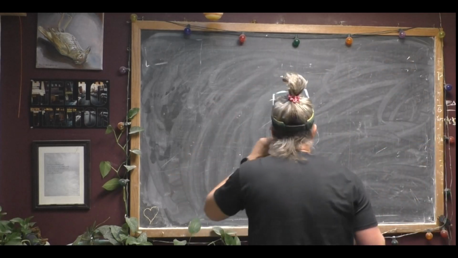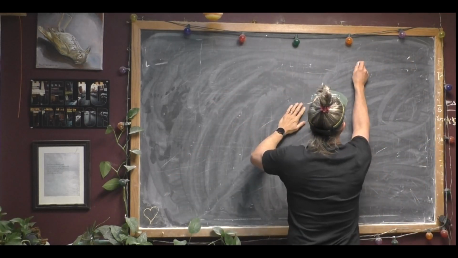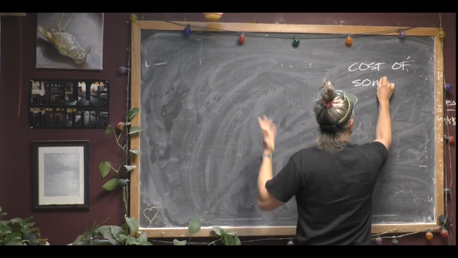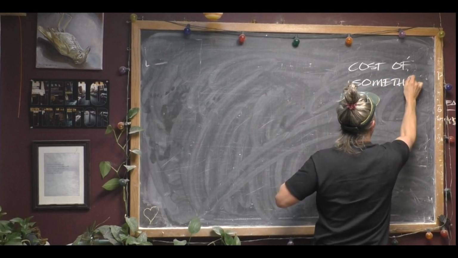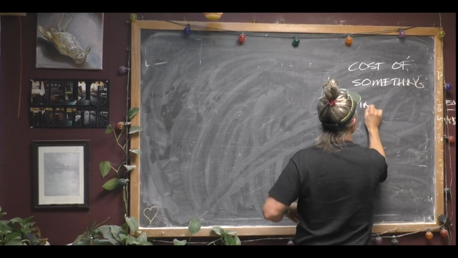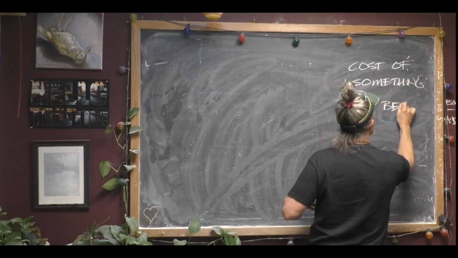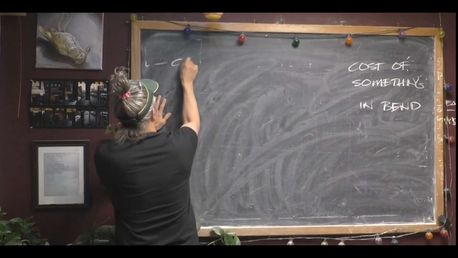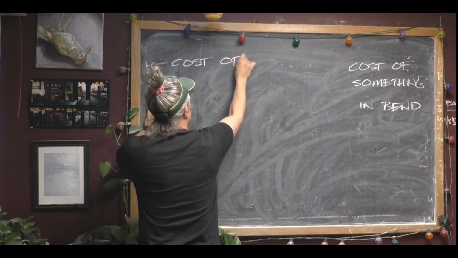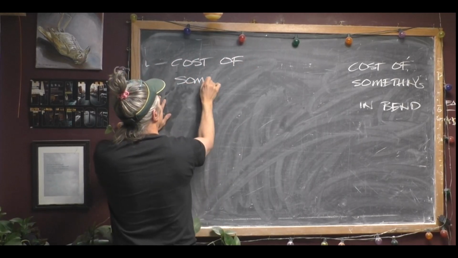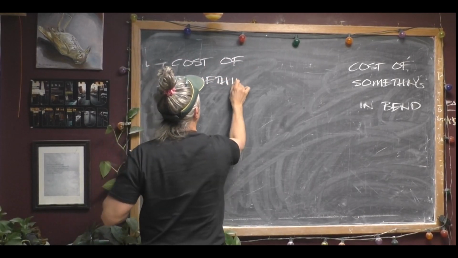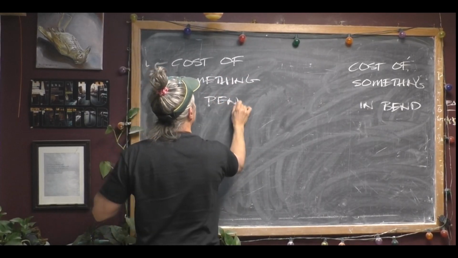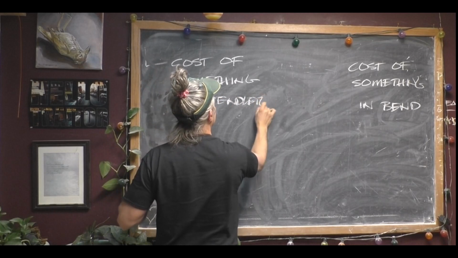So we've got kind of two things here. We've got the cost of something in Bend. And then over here we've got the cost of that same thing in Pendleton. Cost of something in Pendleton. Okay.